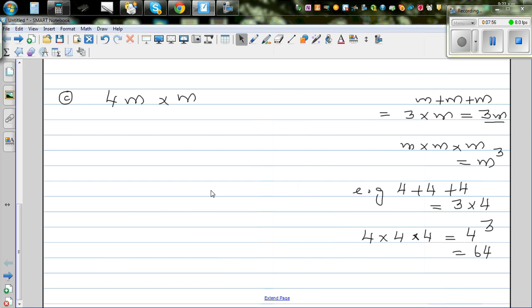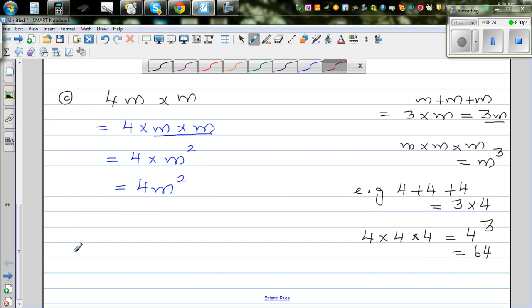Okay, so here, let's expand this out. So this is same as writing 4 times m times m. Now, m times m, you write as m squared, so 4 times m squared. And 4 times m squared is same as writing 4m squared. These are basic things, but you should know the difference of writing these things.